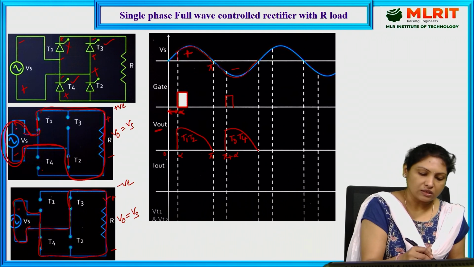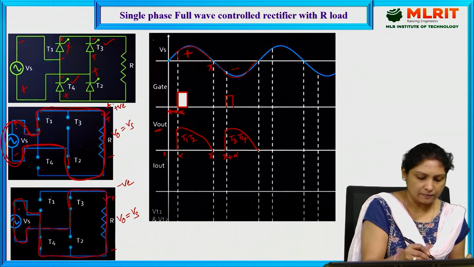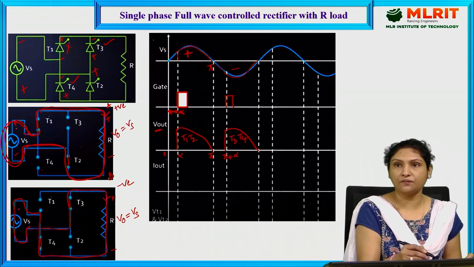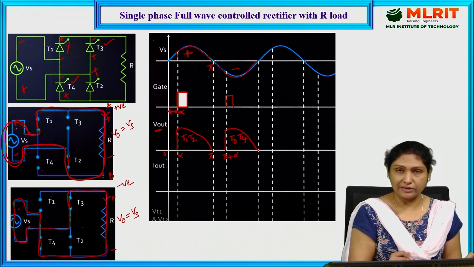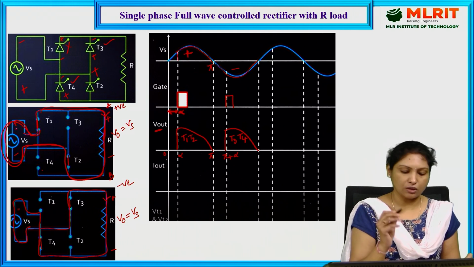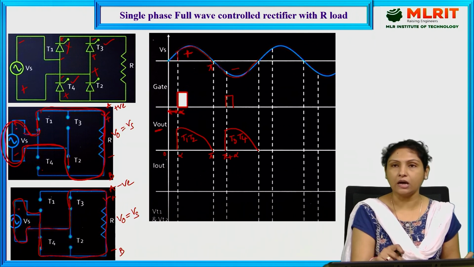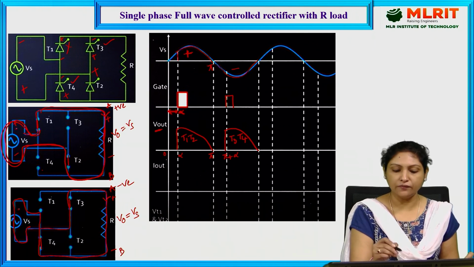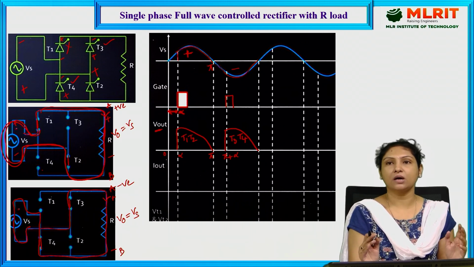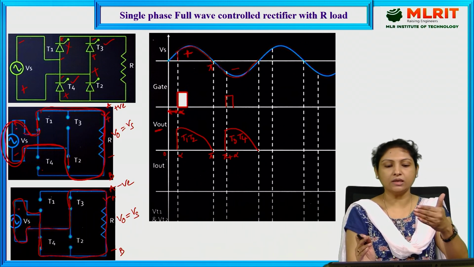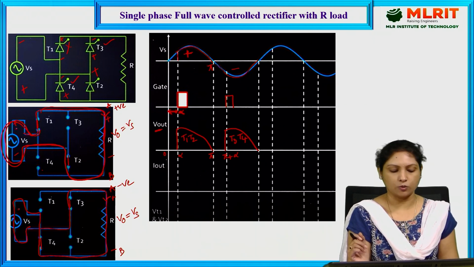And if you see, the current direction through the load is, let us name this A, B. So during the positive half cycle, current flow through the load is from A to B. Even during the negative half cycle, current flow through the load is again from A to B. That is the reason our output voltage is positive during the positive half cycle as well as the negative half cycle. That is how the rectifier is converting AC to DC. That is how we are getting the DC output.